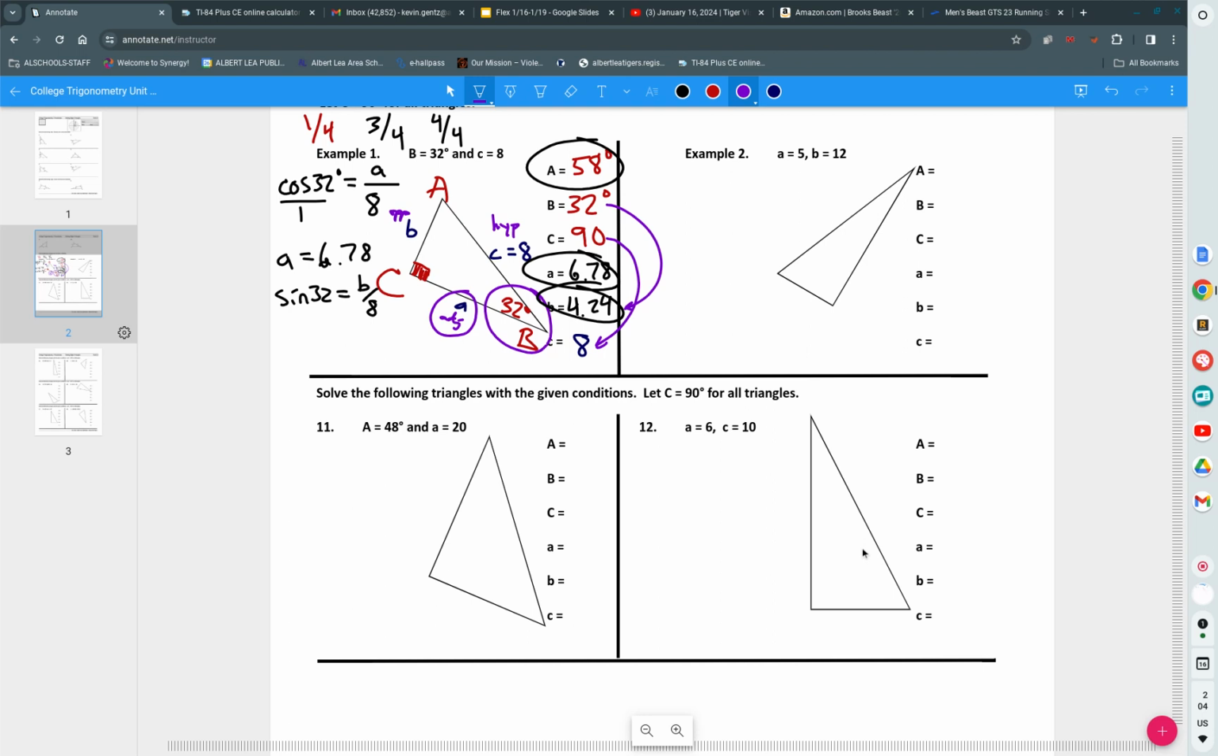All right, our last example, example 2. In this situation, again, we have a 90-degree angle. Everyone will have a 90-degree angle at C. Side A is 5 and side B is 12. You can put the 5 and 12 wherever you want, but I think it makes sense to put the 5 on the shorter side and the 12 on the longer side. If you mix those up, that's fine. Your triangle just looks a little bit weird, but that's how I place it.